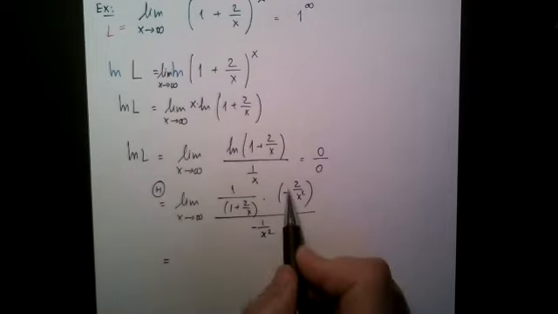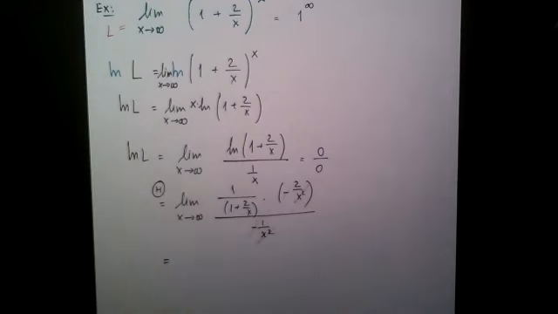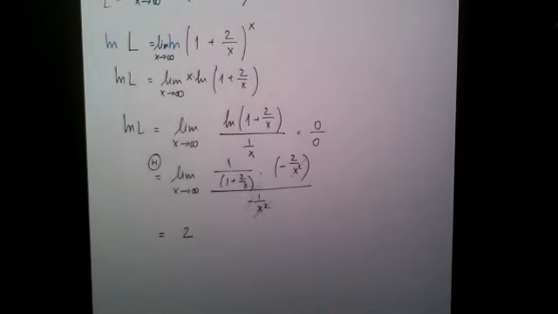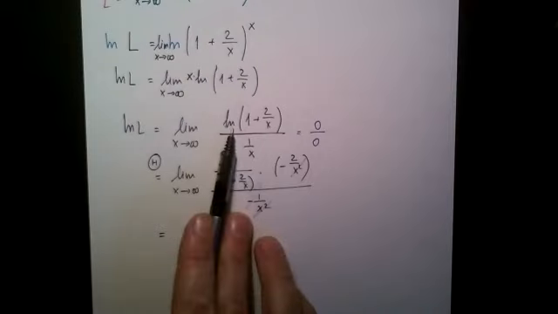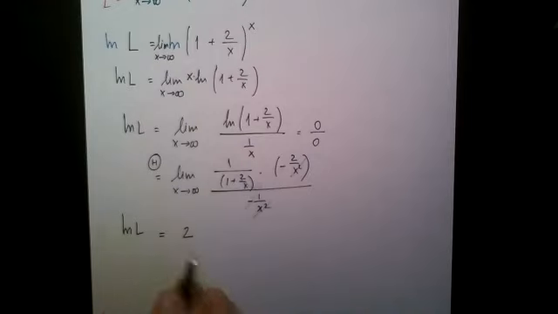The negative and the negative disappear. The x squared disappear. 2 over infinity is 0. So basically, I'm left with 2 times 1 over 1. So I'm left with just 2. How did we get rid of ln of L? We didn't get rid of it. All this, what we found is the ln of the limit. Understand? The ln of the limit is 2.